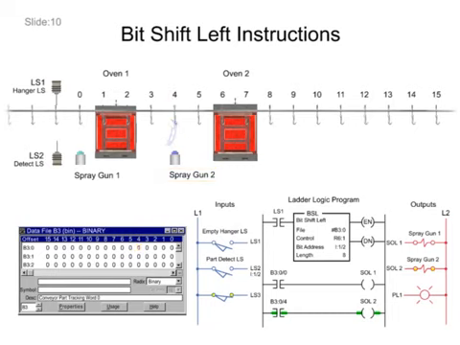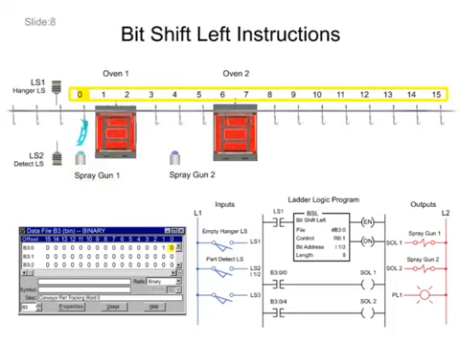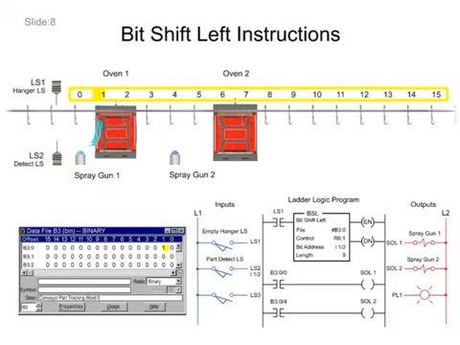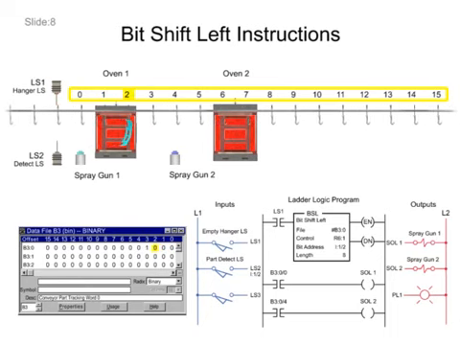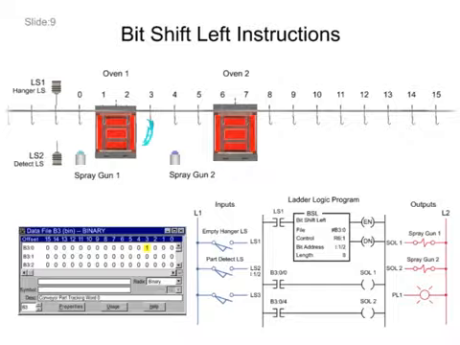The bit shift left instruction is further illustrated by loading the conveyor shift register. With bit 0 containing logic 1, the input status is true, triggering spray gun 1 output. As the part continues to move through the process, the status of the bits is continually shifting as the LS1 input transitions from false to true. The part with logic 1 now located.